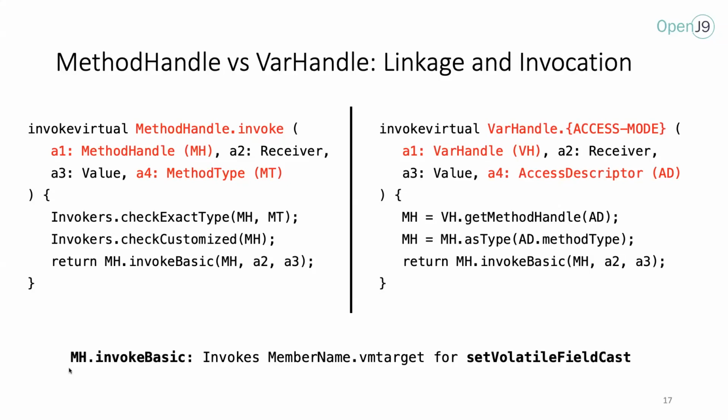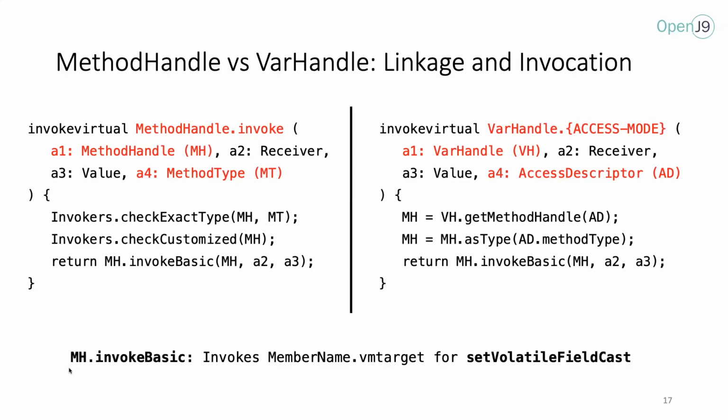In the method handle example, we already know what the method handle is, so we are just doing some due diligence, which is to make sure the type is of the correct type, and then we are making sure if we need to customize the method handle, and then we are invoking the member name which the method handle points to, and that is the setVolatileField class method, for which the lambda form was shown a few slides earlier.